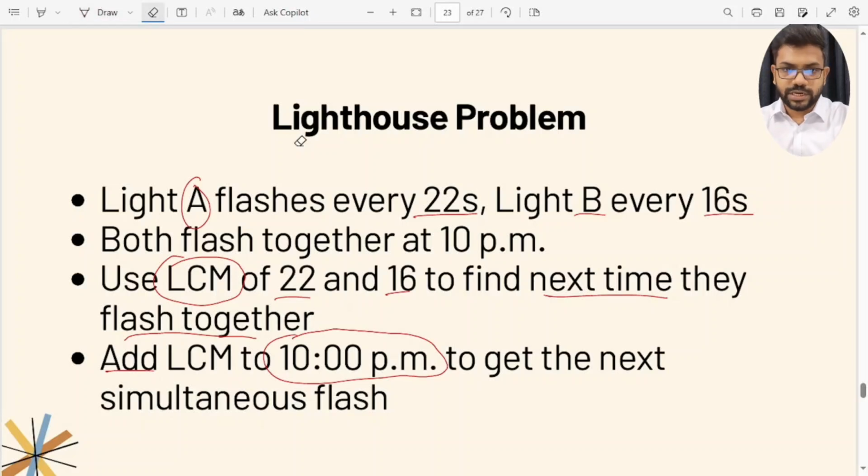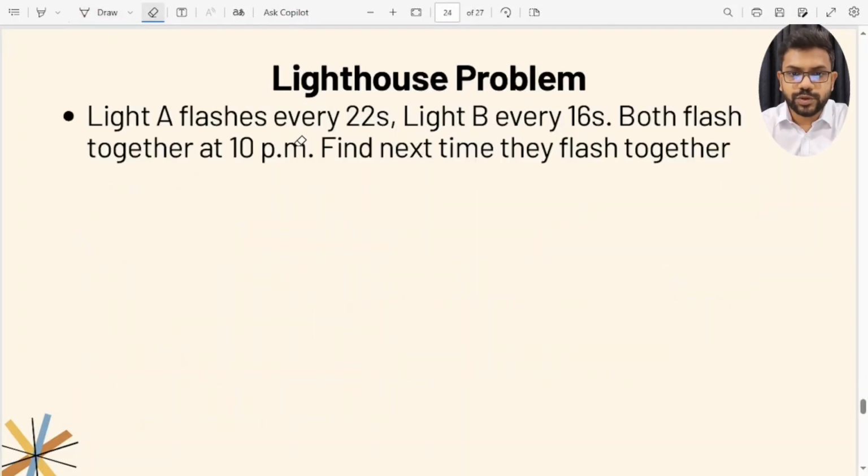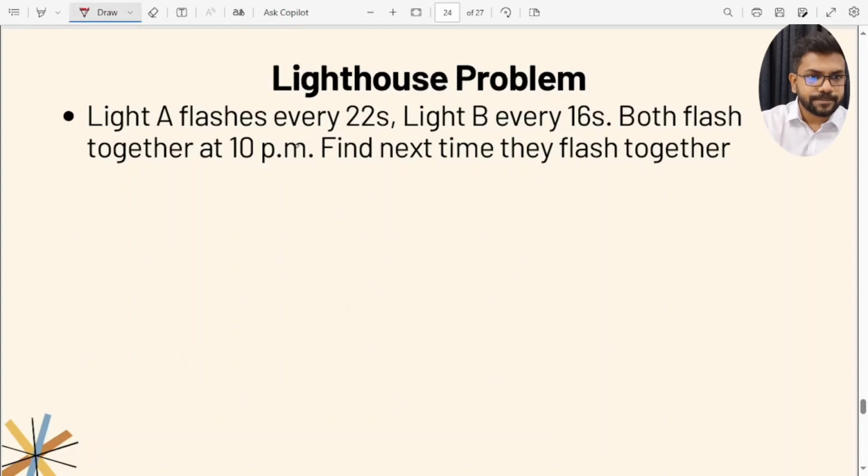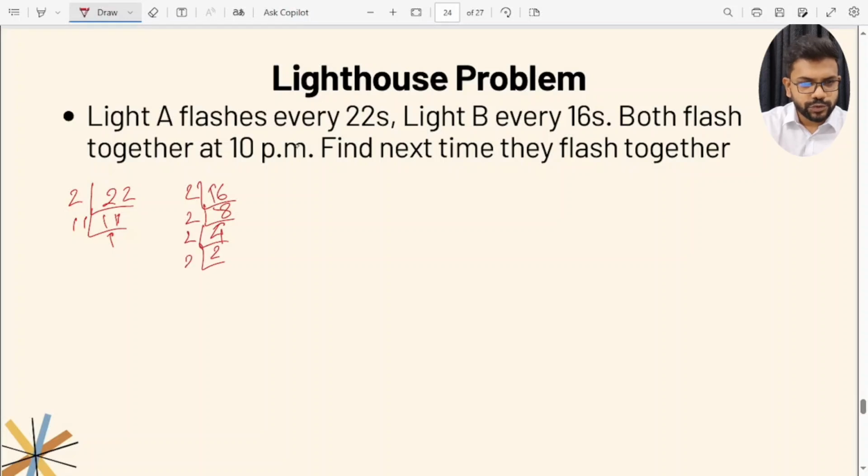To solve it, let's quickly prime factorize 22 and 16. So 22 divisible by 2, 11 is a prime number. 16 divisible by 2, half of 16 is 8, half of 8 is 4, 2, 1. Okay, so 22 can be written as 2 times 11. 16 can be written as 1, 2, 3, 4, so 2 to the 4.